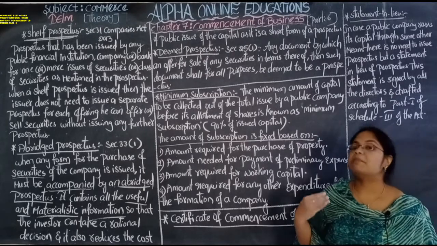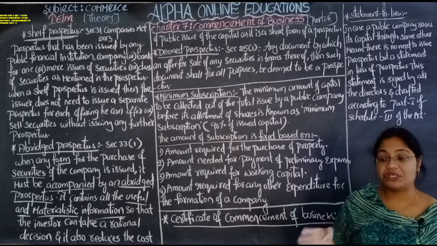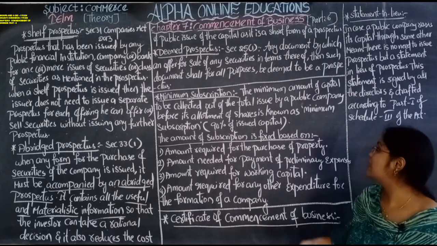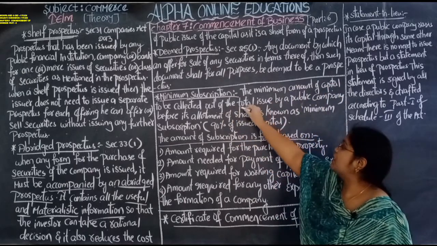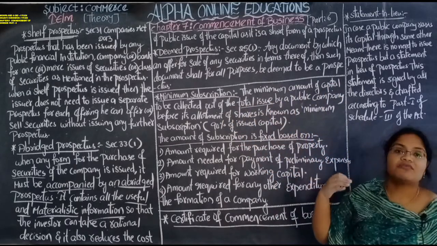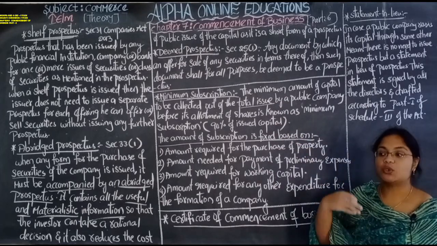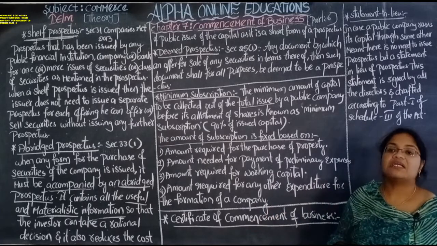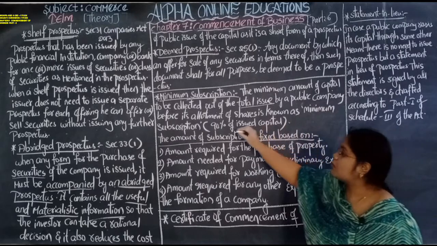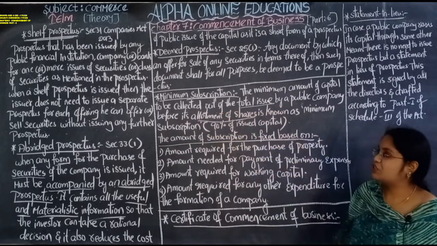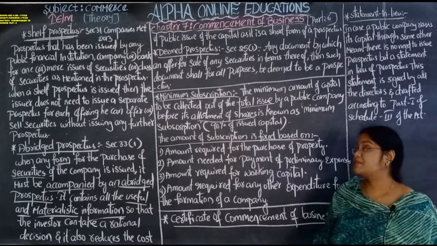If the public company fails to gather that amount from the public, at that time they have to give back that amount to the public. Let us see the minimum amount of the capital to be collected out of the total issue. Whatever total they are issuing, from that they have to get a minimum amount by a public company before the allotment of shares. Before allotting the shares, the company should get the minimum amount of subscription.